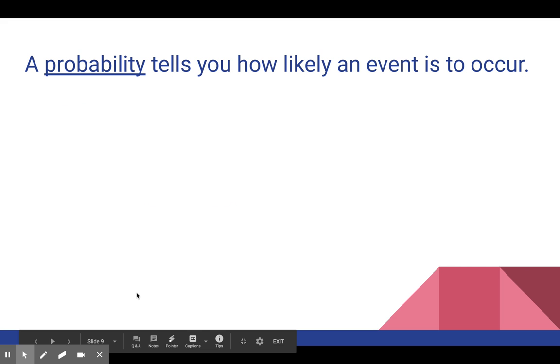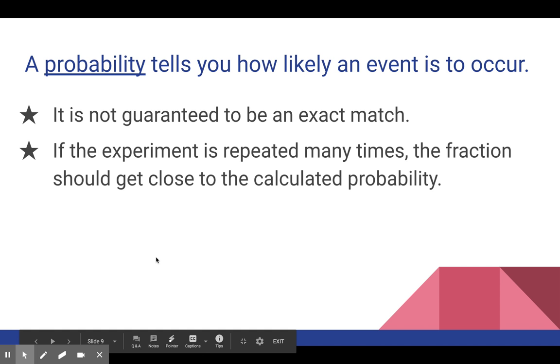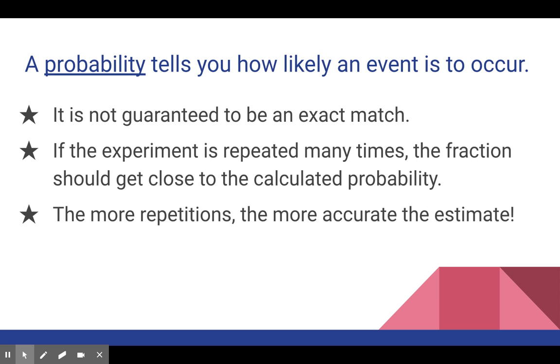So, this portion, I want us to make sure that we capture it into our notes. It says a probability tells you how likely an event is to occur. So, it is not guaranteed to be an exact match. If the experiment is repeated many times, the fraction should get closer to the calculated probability. And the more repetitions, the more accurate the estimate. So the more you do something or the more you repeat an experiment, it's going to get closer to the probability that you desire.